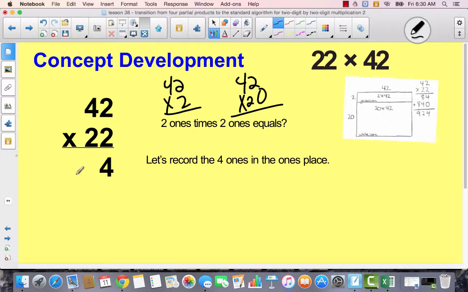It's going to be a little bit more busy, so you're going to have to pay attention to what's going on. So we're going to do 42 times 2 first. Right now, we're just pretending like this 20 is not even here. We're just acting like this is 42 times 2. So 2 times 2 is 4. 4 times 2 is 8. So that is 42 times 2, 84.